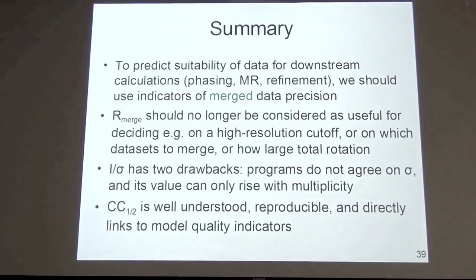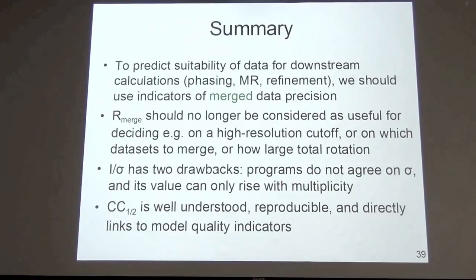So in summary, we should use indicators of merged data precision for answering the question how good these data are for purposes like phasing and refinement. We should not use R merge for things like deciding on a high resolution cutoff, or on which data sets to merge, or how large the total rotation should be, where we should cut our data and so on. It's just not really suitable for this, because we are always interested in the precision of merged data.